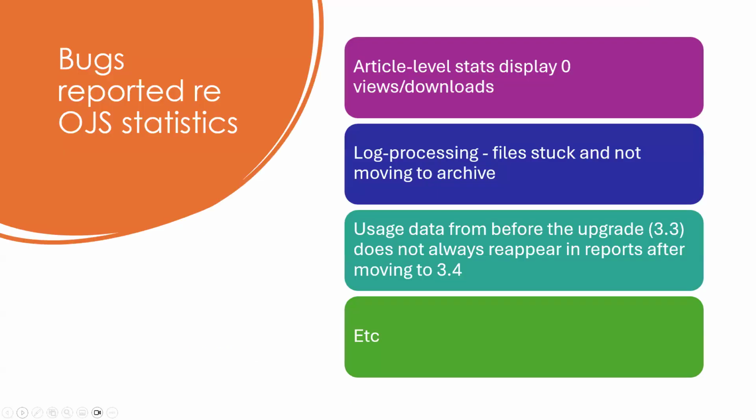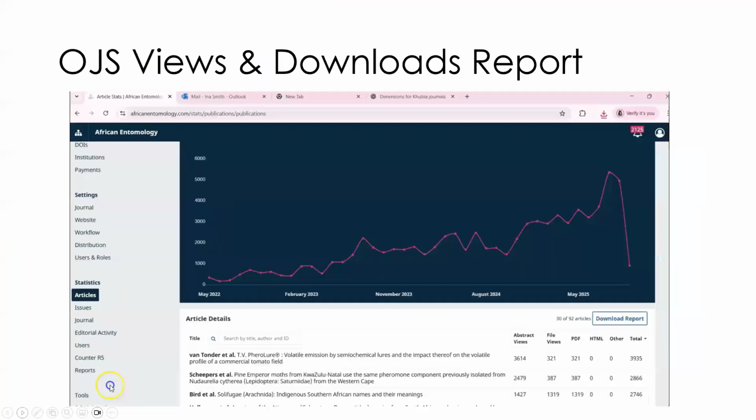I just want to acknowledge we are currently on OJS 3.4.0.9, but we will be migrating to OJS 3.5. I'm not sure what the status will be in terms of bugs when it comes to statistics, but there are one or two bugs on the current OJS with regards to the statistics.